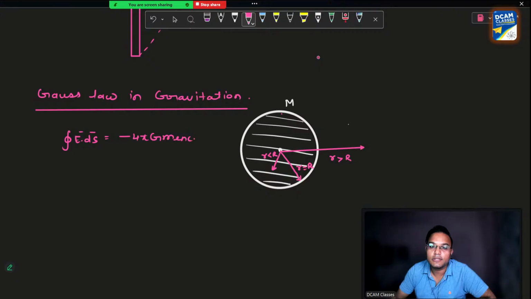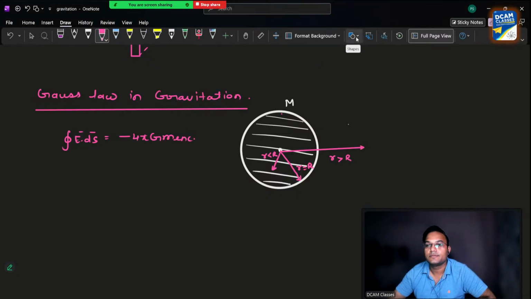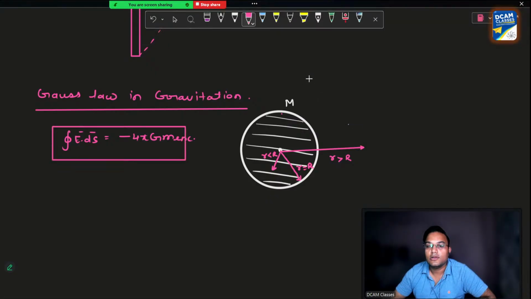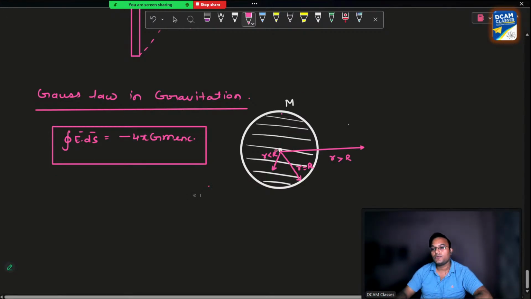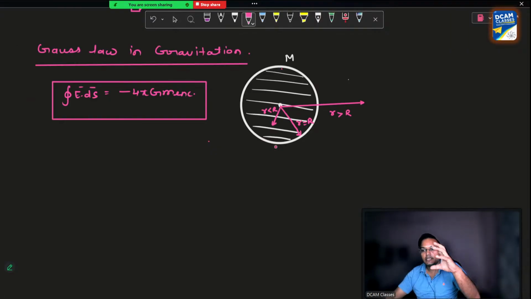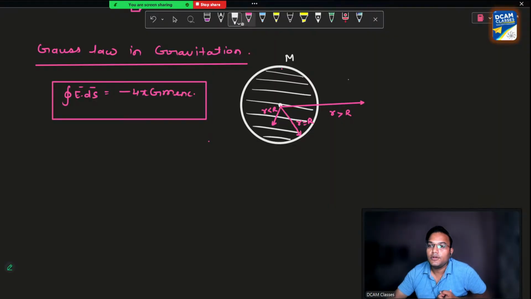Did they teach you this? No. No, sir. But this law is actually very useful in finding out the fields. Let me teach you how. What we do, this is a solid, take it as a ball, solid ball. If you want to find out the field for r greater than R, how do we do it?